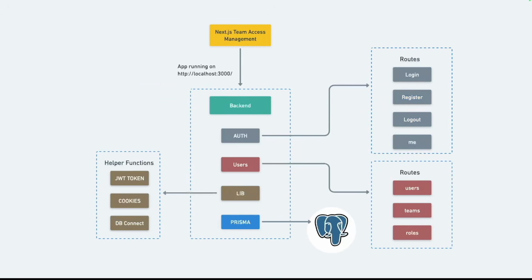Now here is another view where in the auth module you're going to have different routes like login, register, logout, and me. For the user module you're going to have the users, teams, and roles, and then the helper functions will be for the JWT access token, cookies, and DB connect.